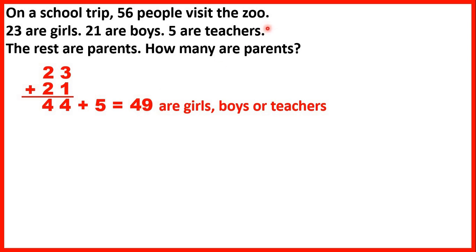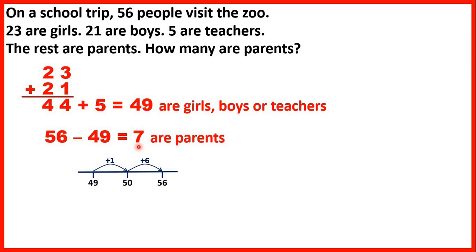So that means 49 of the people are girls, boys or teachers, but we have 56 people on the trip. So to find the number of parents, we need to find the difference. So to work out 56 minus 49. Because the numbers are close together, rather than using column subtraction, we can count on. So if we're on 49, one more will take us to 50, and then to get to 56, that's another 6. So that's another 1 and then another 6, so a difference of 7 altogether.